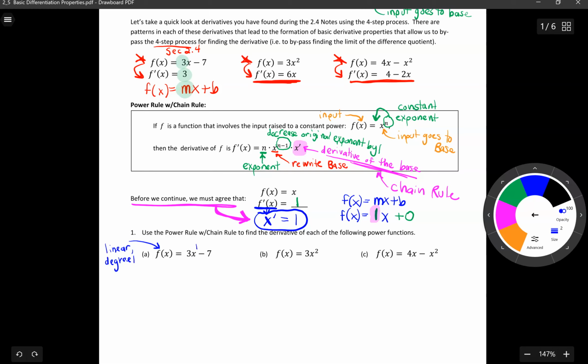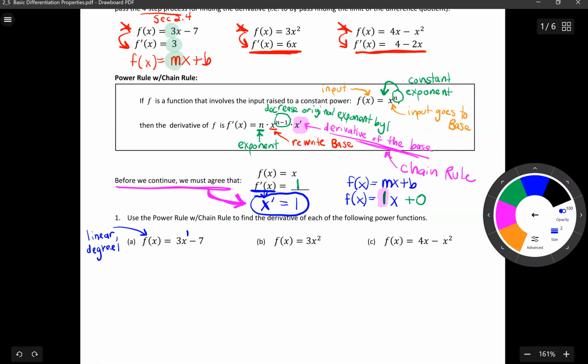Isn't there an understood 1 exponent there? Linear functions are degree 1. We know this derivative is 3. We would not do the 4-step process. We would not do the power rule I'm about to show you. We know this derivative is 3, but let's do our power rule. Are you ready? What in the world does the power rule say?